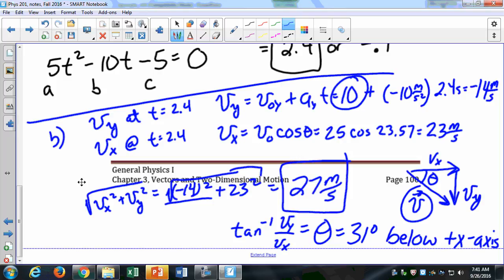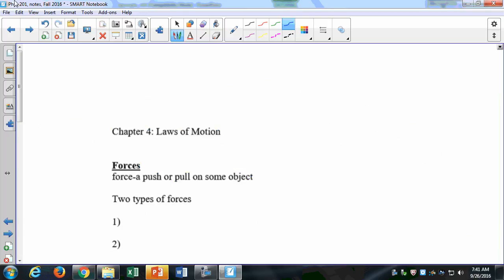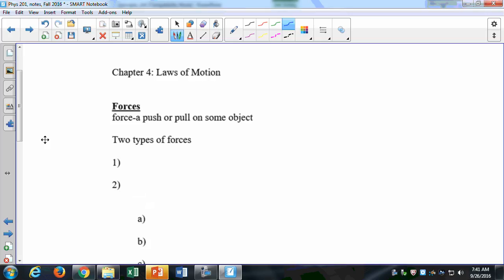Okay, let's move on to Chapter 4. Chapter 4 is on the laws of motion, on Newton's laws of motion. Newton came up with his 3 laws of motion. If you had physics, in fact, if you went to school at all, you've seen Newton's laws, even if you didn't take physics, right? In like 2nd grade, they covered it. Is that true? 2nd grade, Newton's laws?